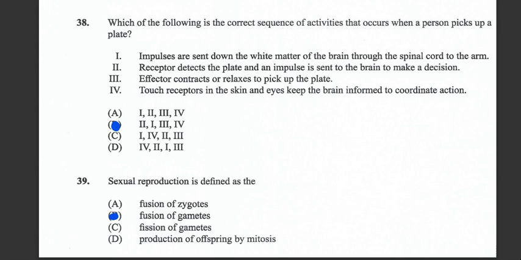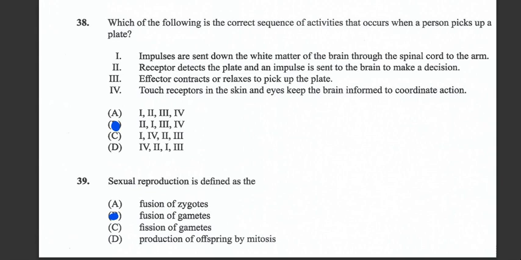So the receptors in our body, guys, are detectors in our body. The receptor is how we know if something is dangerous or not. So if we pick up a hot plate, we feel the heat, and we may drop it.